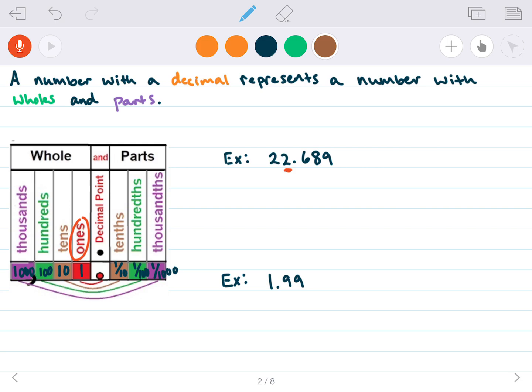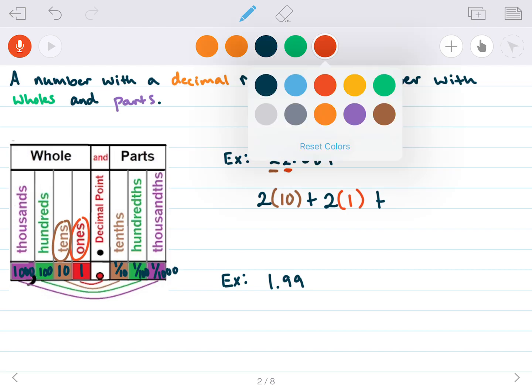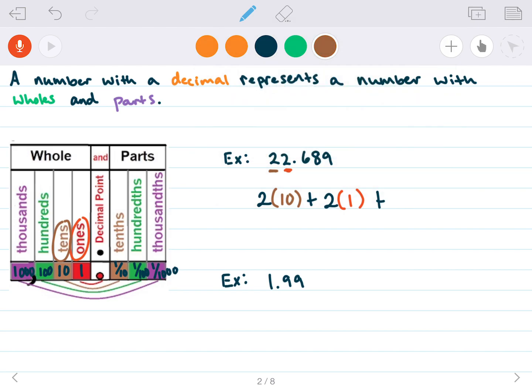Directly to the left of that is the tens place, okay? So what this tells us is that I have 2 tens that make up this number, plus 2 ones, because we have a 2 in the 10 spot, and we also have a 2 in the 1 spot, plus now comes the parts. What's directly to the right of the decimal point is the tenths place, and the 6 is there, right? So this is telling me that I have 6 tenths, so 6, 1 out of 10, plus directly to the right of that is the hundredths place, and it says we have 8 of those. So it's going to be 8 hundredths, 1 out of 100.